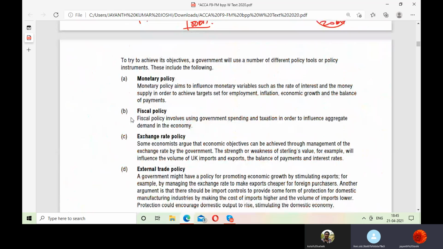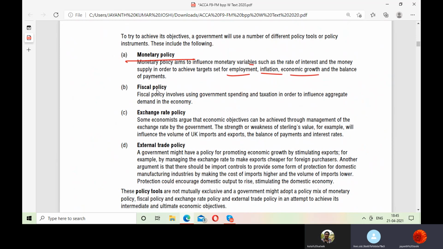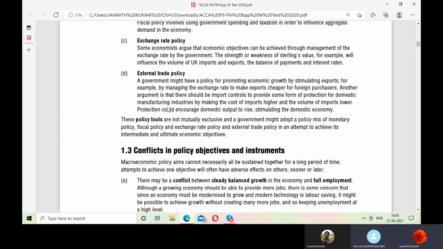Did I say the same thing? Monetary policy they make to control inflation, to generate more and more employment, and to see the economic growth. Fiscal policy they make because they want to collect taxes from people to spend that on people and develop the nation. Exchange rate policies I explained to you. External trade policies I explained to you. Like if India wants to increase their exports, they can make free trade agreements with other nations. That comes under external trade policies, correct?